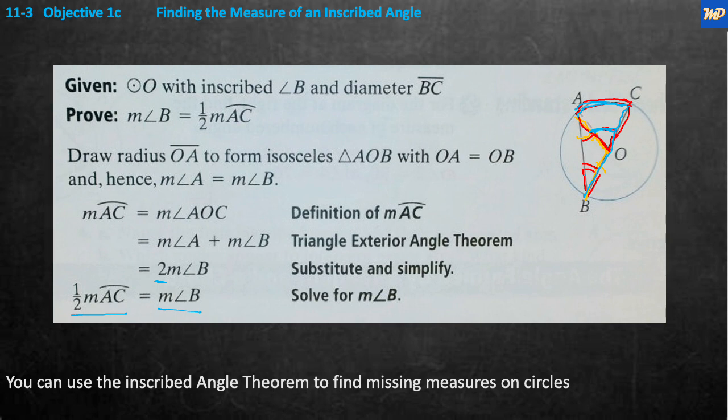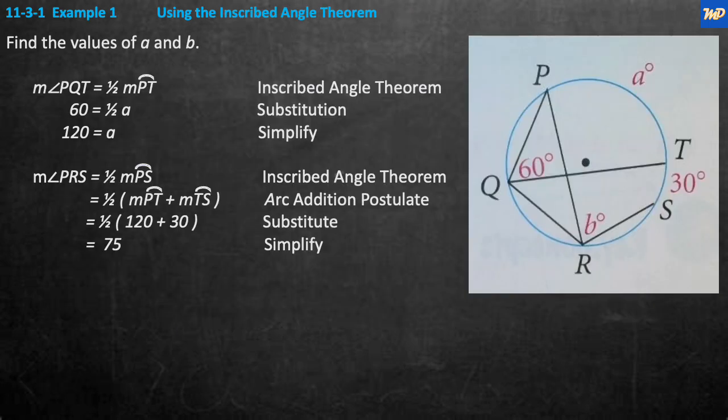So you can use the inscribed angle theorem to find missing measures on circles. This will maybe become clearer in another slide, but go over this slide a couple times and think about what's being said there if you're having trouble with it. Okay, example 1, using the inscribed angle theorem.